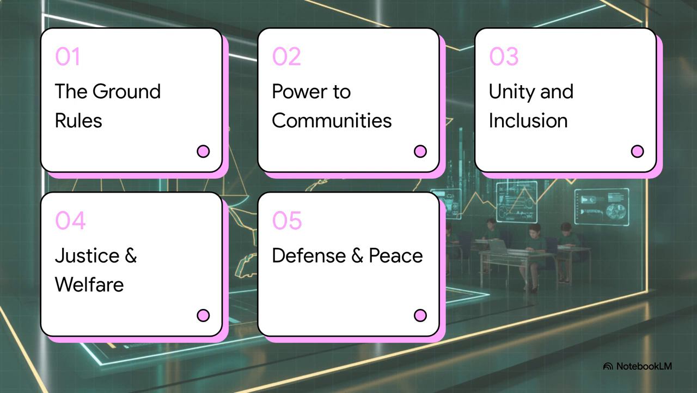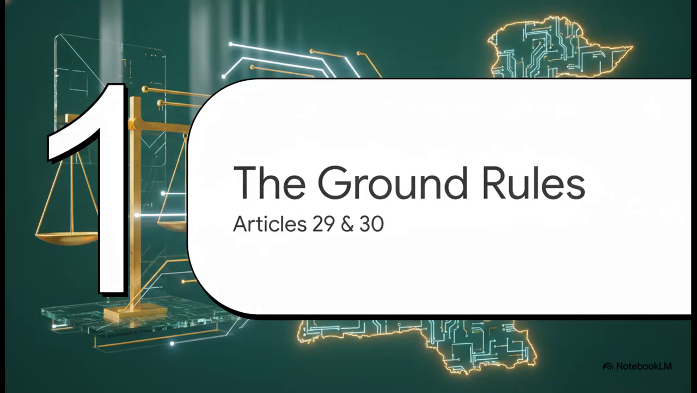Okay, so here's our game plan for today. First, we'll hit the ground rules. Second, power to local communities. Third, unity and inclusion. Fourth, justice and economic welfare. And we'll wrap up with defense and global peace. All right, let's dive right into Section 1, the ground rules, which covers Articles 29 and 30.